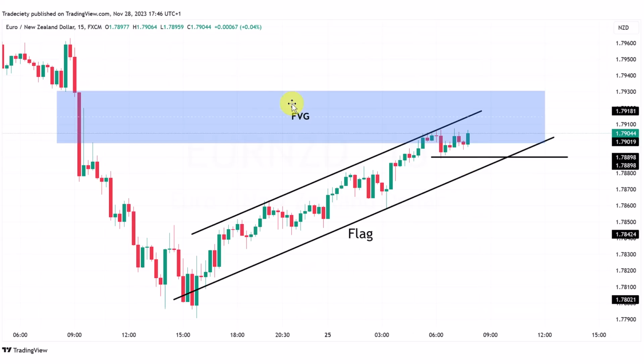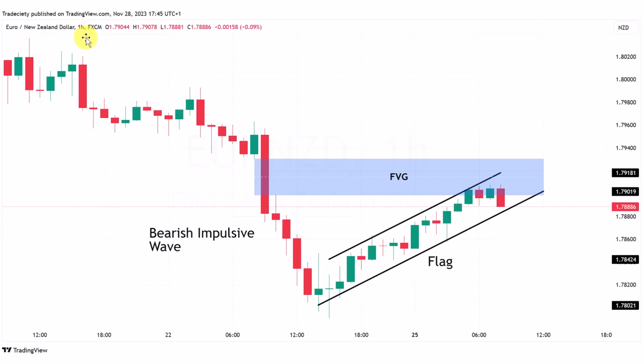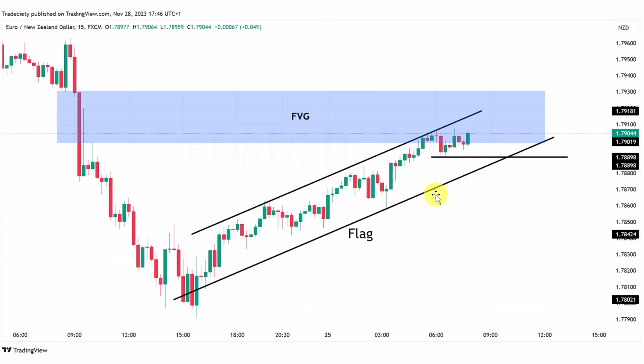What we do now is we go to a lower time frame. We move from the 1 hour where we found this scenario with the flag to the 15-minute, and here we again see the higher time frame fair value gap. This is the flag, and we are looking for short-term support and resistance.